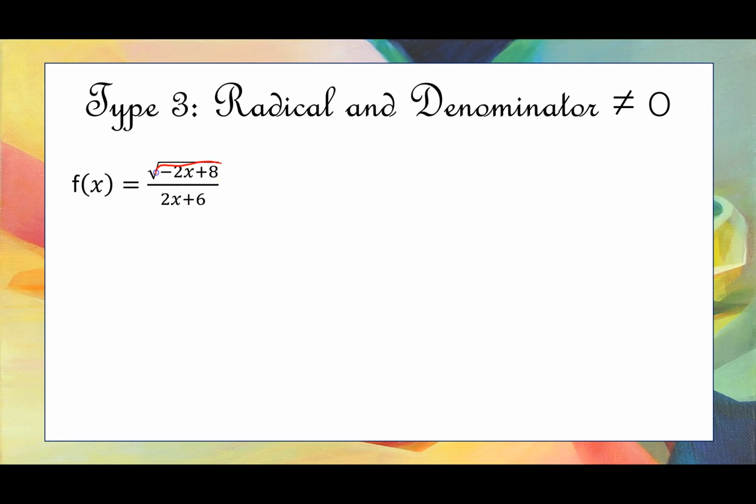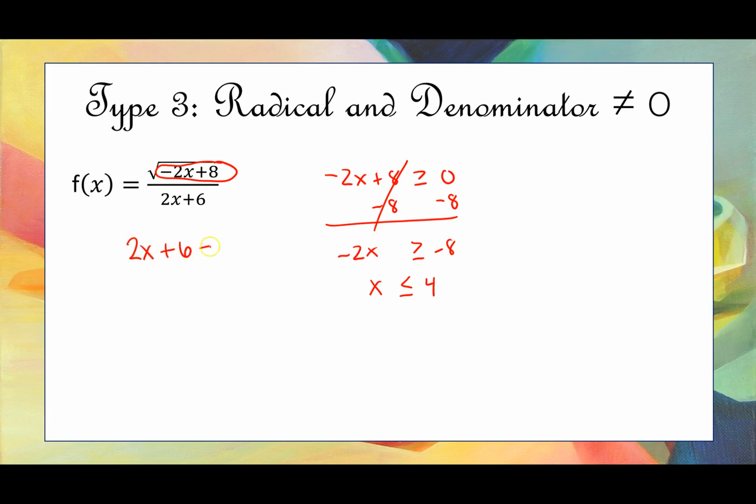So we're going to set this right here greater than or equal to 0. Remember, when we divide by a negative, we have to flip the sign. So I have x has to be less than or equal to 4. And here, I cannot have 2x plus 6 be equal to 0. And you don't necessarily have to put that not equal sign, but no big deal. So divide by 2. So x cannot be equal to negative 3.